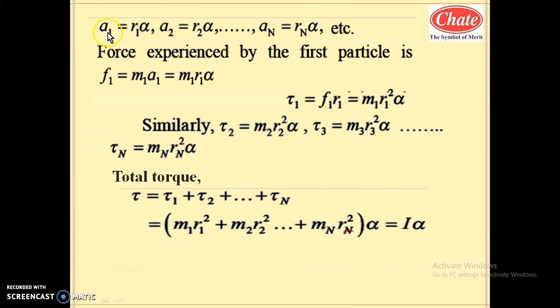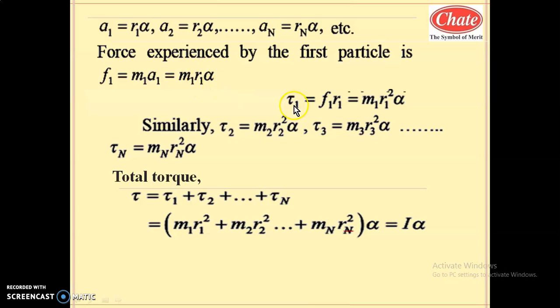So what is the linear acceleration for the first particle? a1 equals r1 alpha. For the second particle, a2 equals r2 alpha, and so on, an equals rn alpha. So the force experienced by the first particle will be F1 equals m1 a1. a1 will be further split as r1 alpha. So the equation for F1 becomes m1 r1 alpha.